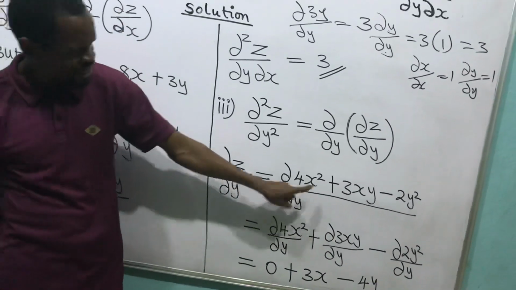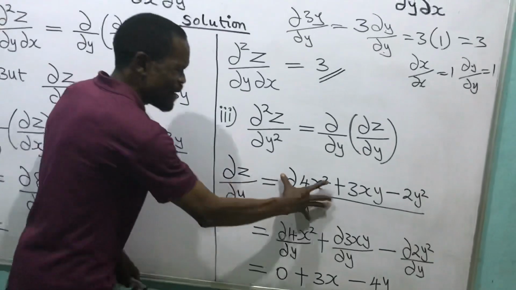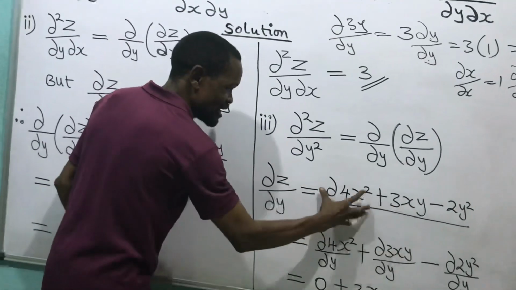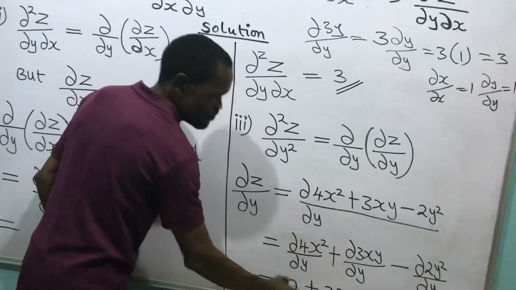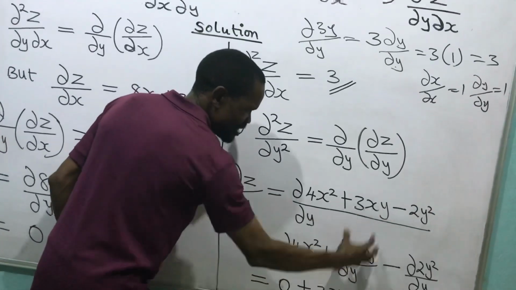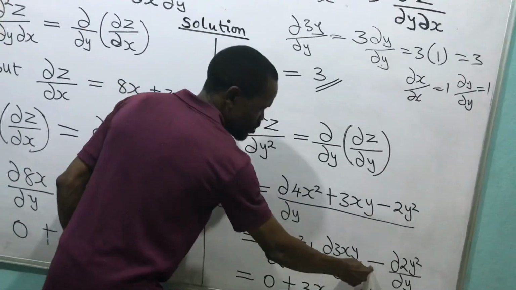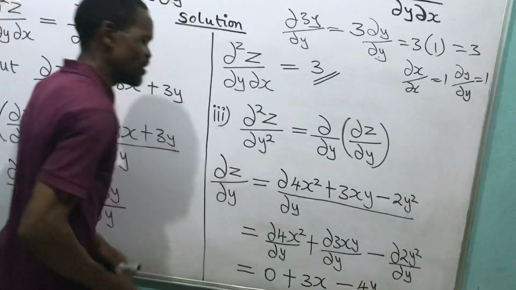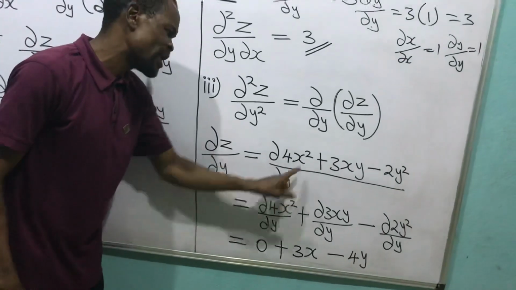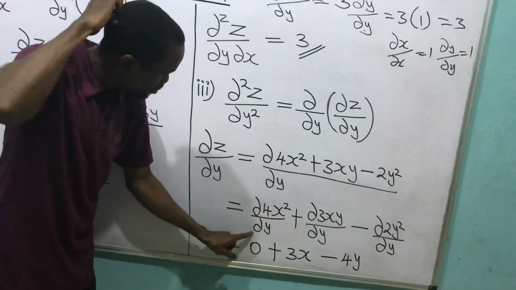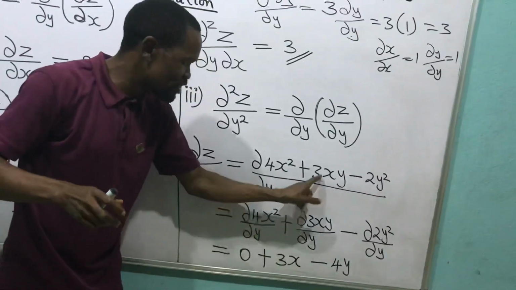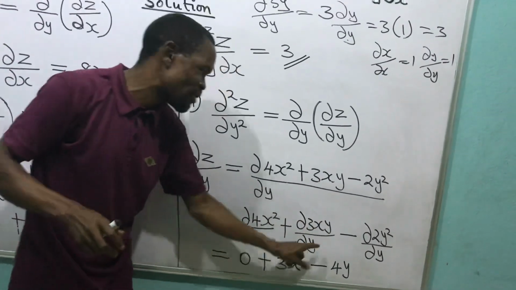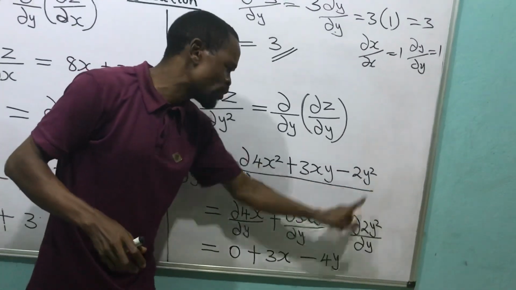Then look at it. This can be differentiated this way, part by part. Differentiating this by parts, plus, look at it, differentiating this by its own part, minus, differentiating this in its own part. That means I'm differentiating 4x squared in respect to what? y. Plus, differentiating 3xy in respect to y. Look at it. Differentiating 2y squared in respect to y.